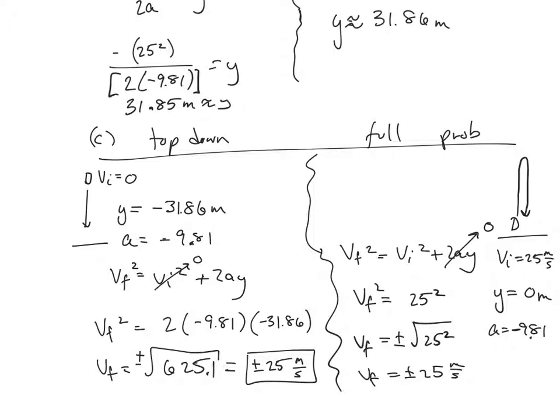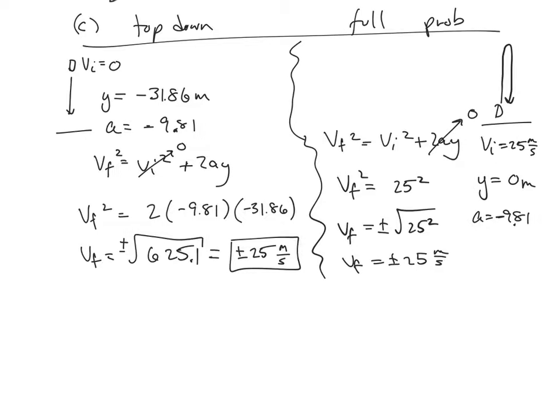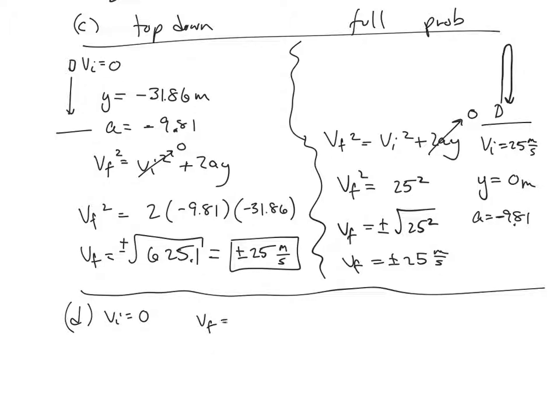Okay? I'm going to continue part D using the top-down method. So here's part D now, from the top-down method. I could say that VI is still 0. VF is now negative 25. We know that, we just solved it. I'm using the previous answer, notice. A is negative 9.81. Y is negative 31.86. And we're looking for T.